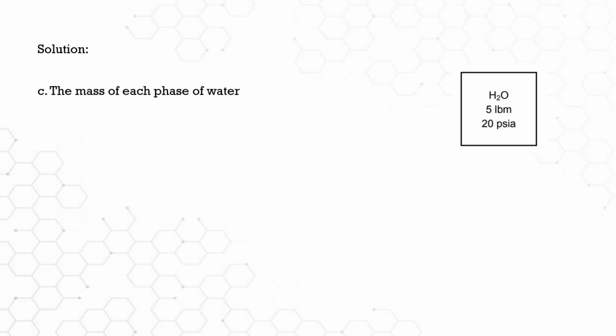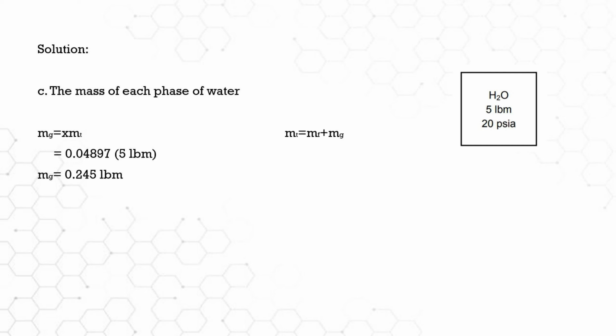We use the formula mass at saturated vapor phase equals quality X times the mass total. Plug in the values. We have 0.04897 multiplied by 5 pound mass equals 0.245 pound mass.